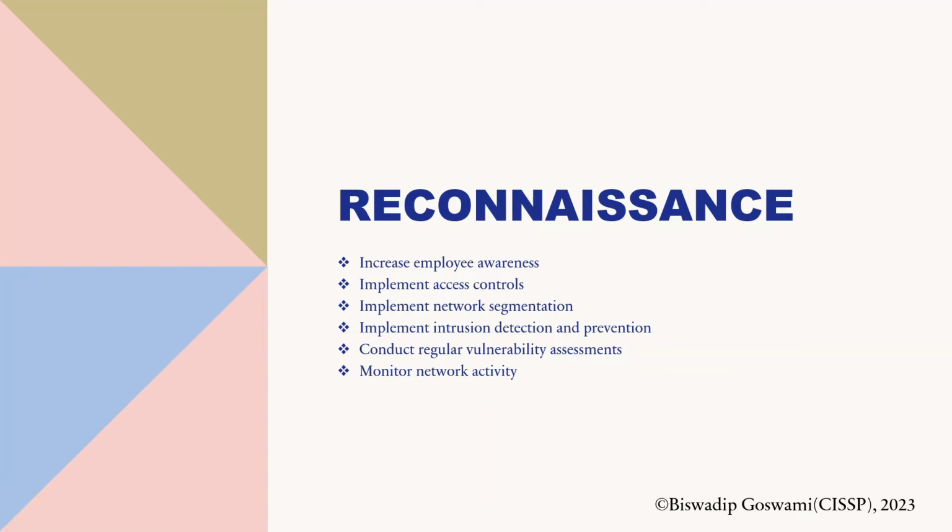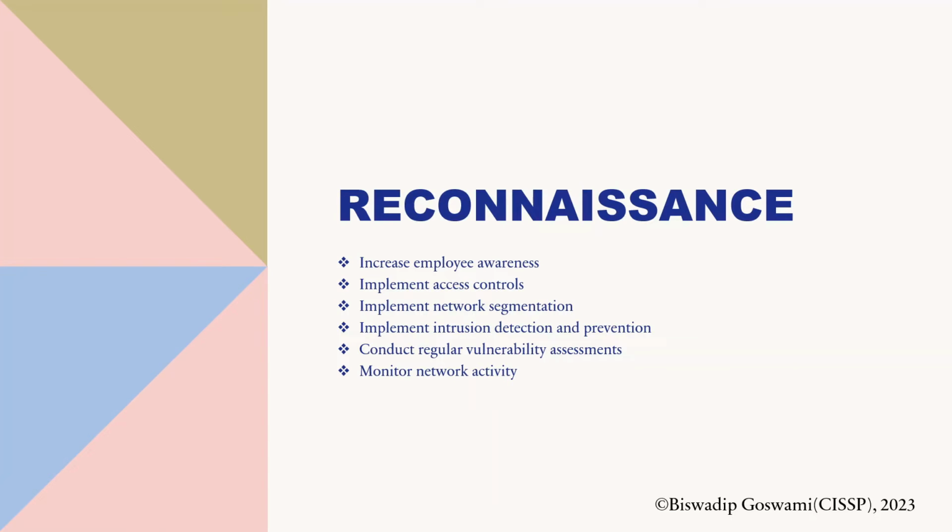Implement network segmentation. Network segmentation can help to limit the impact of a breach. By dividing the network into smaller segments, it becomes more difficult for an attacker to move laterally and access sensitive information. Implement intrusion detection and prevention. Intrusion detection and prevention systems can be used to identify and block reconnaissance activity. These systems can detect and alert on suspicious activities such as port scanning, network mapping, and other reconnaissance techniques.